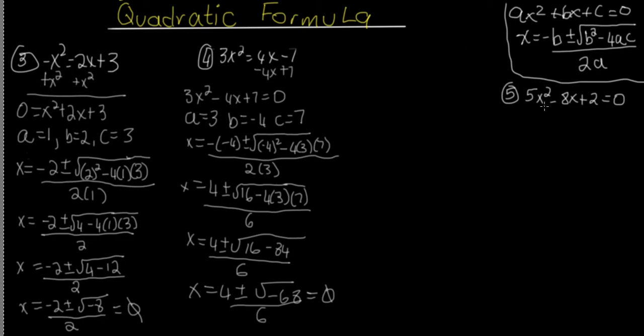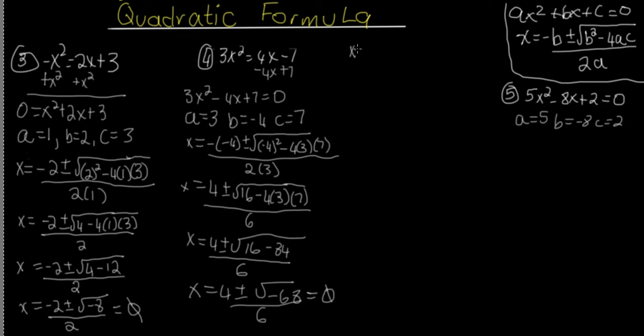The final one I want to do is number 5, which I have written out here. I'm going to go ahead and list out my a, b, and c, and then I'll come up here and start working it out. So a is the number in front of x squared, which is 5. B is -8, and c is 2. It's already in standard form. It already equals 0, so I didn't have to move that one.